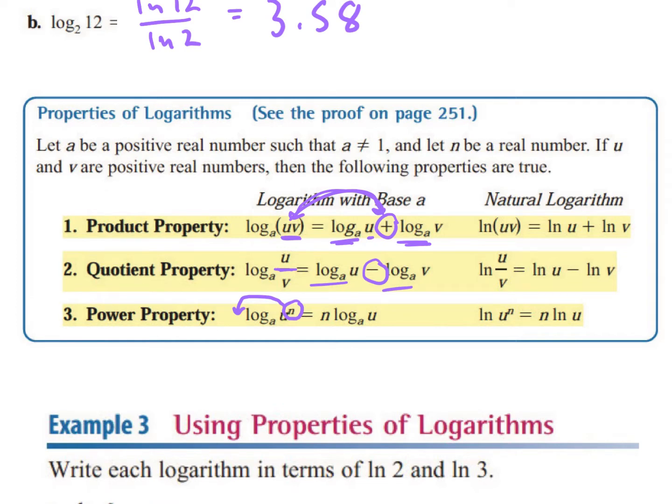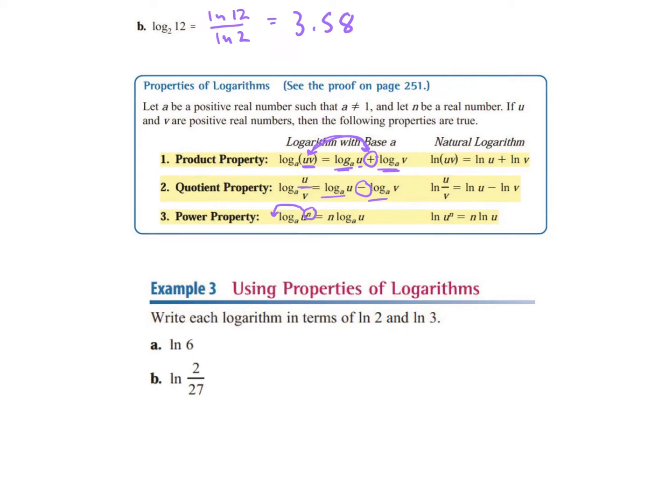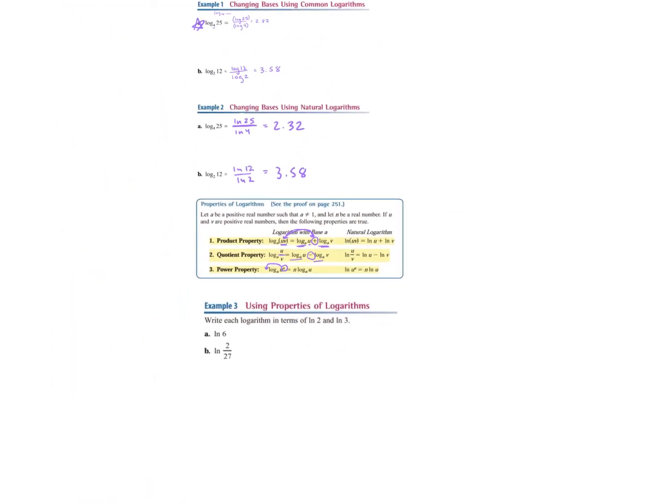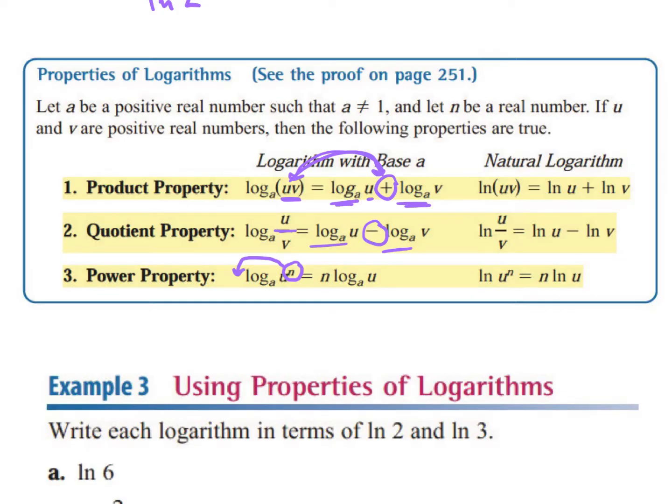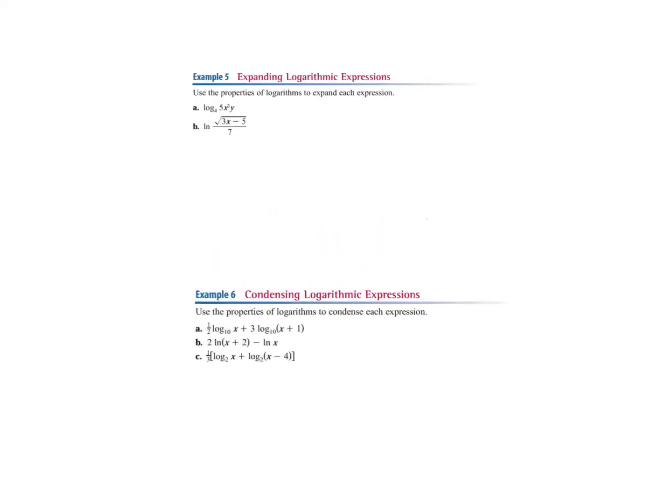So will the directions be to expand? We're going to skip example 3 and go to the next page. All of these apply to logs, but they also apply to natural logs too. So you can just replace the log with the ln, and it's the same properties. So you won't have to know example 3.